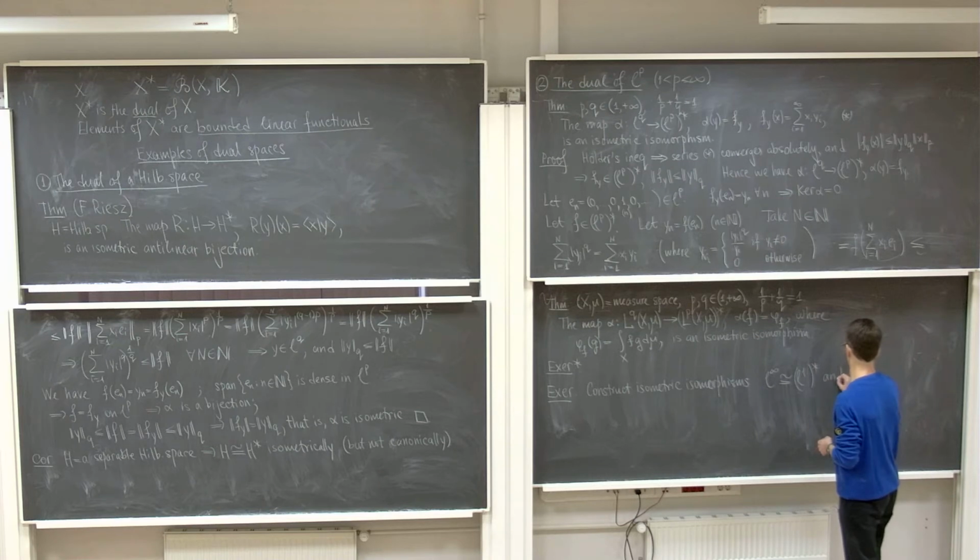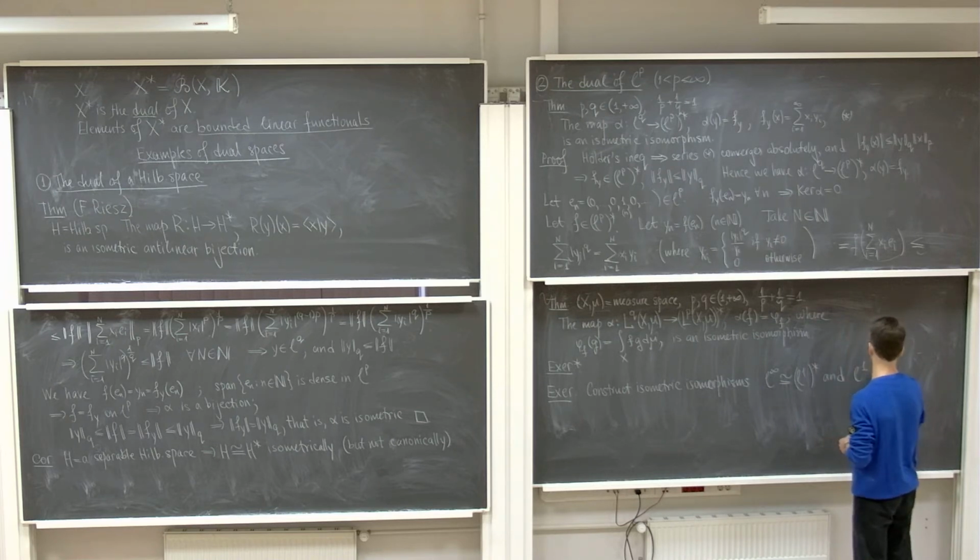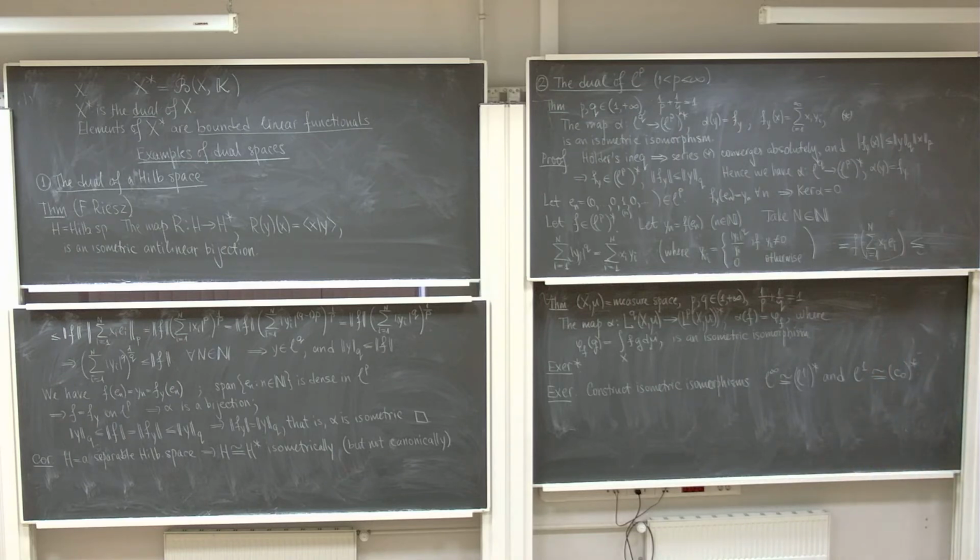And between L1 and the dual of C0. C0 is a space of sequences which vanish at infinity.